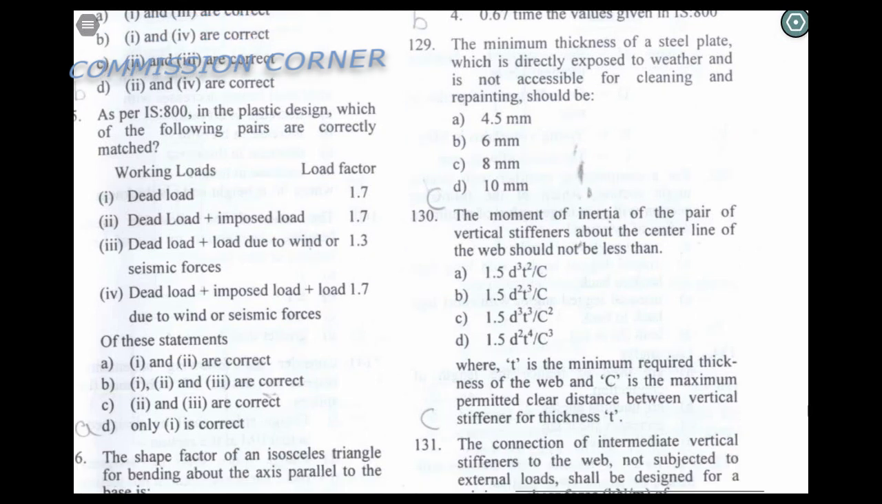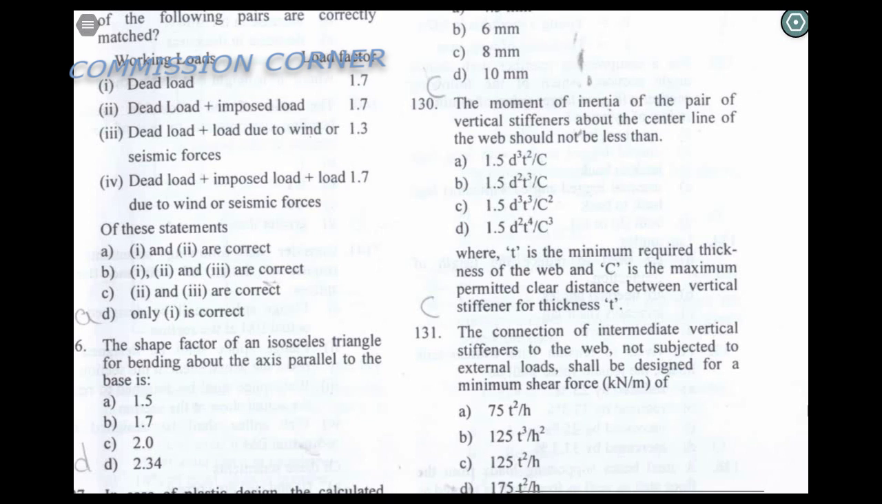Next question. The moment of inertia of a pair of vertical stiffeners about the center line of the web should not be less than 1.5 d cube t cube upon c square. t is the minimum required thickness of web and c is the maximum permissible clear distance between vertical stiffeners and d is the depth as usual. So correct option will be the option number C, 1.5 d cube t cube upon c square.